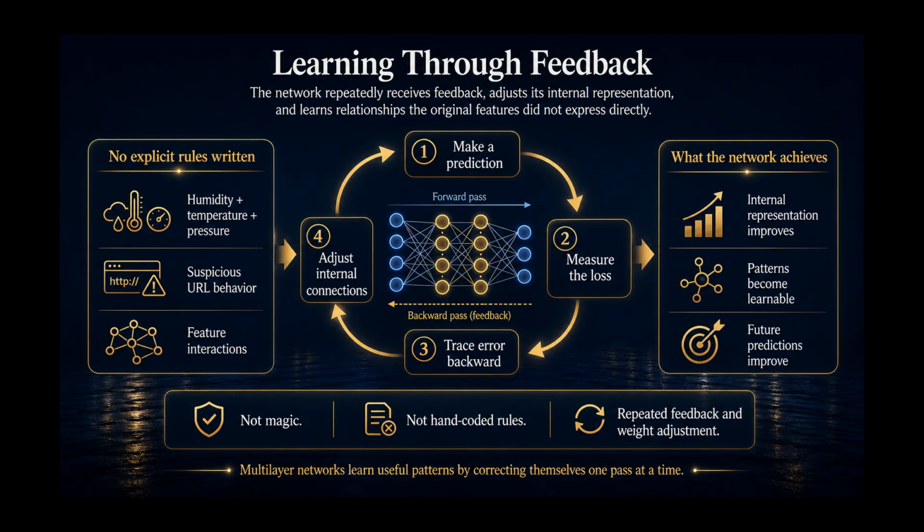It is not magic, it is structured self-correction. The model makes a prediction, measures how wrong it was, traces that error backward, and adjusts the internal connections that shaped the mistake. This is what allows multi-layer networks to learn patterns that were never explicitly programmed. No one writes a rule that says exactly how humidity, temperature, and pressure should interact. No one hand codes every suspicious URL pattern. The network learns those relationships by repeatedly receiving feedback and adjusting its internal representation.